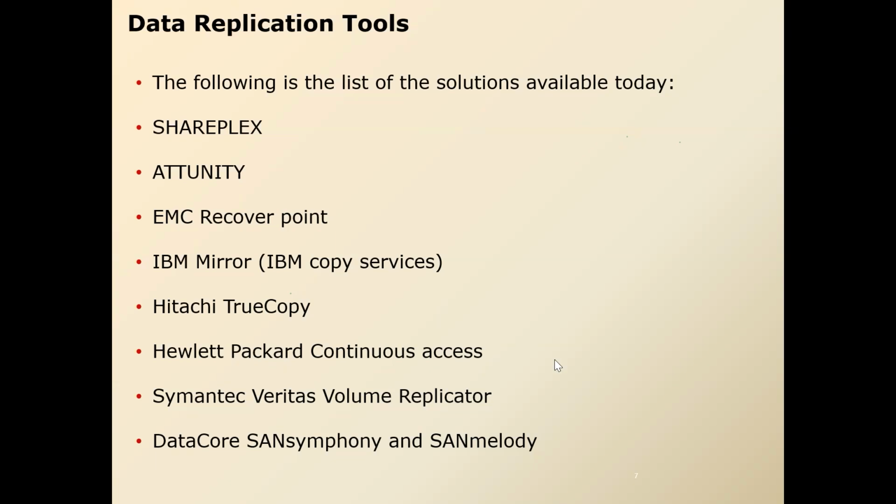Okay. Then there is EMC RecoverPoint. Now there is one more product, AWS DMS, that is also considered to be a competitor, but it is basically used as a kind of data migration service. So I never consider it a competitor of Goldengate. People consider it one, but I would say it's not a competitor. Okay. Then you have EMC RecoverPoint, IBM Mirror, Hitachi has its own product, HP Continuous Access is there, Symantec Veritas, Data Core, and Symphony.